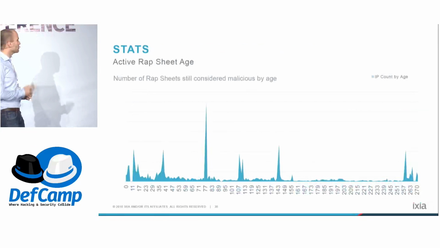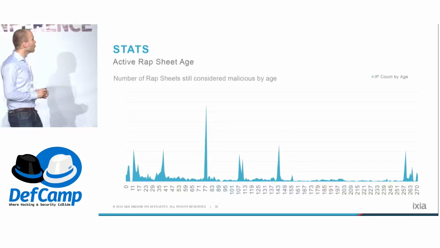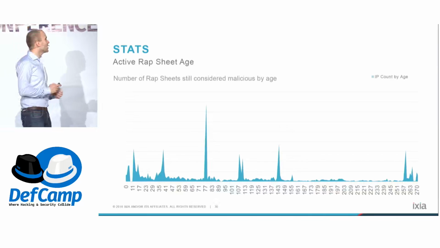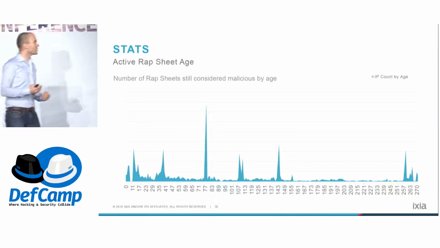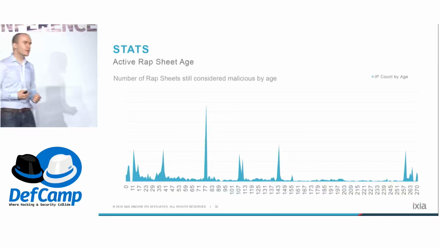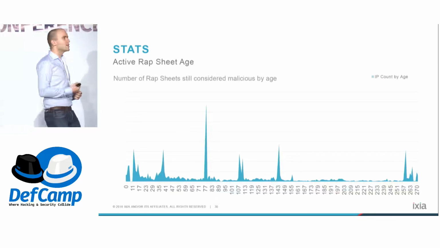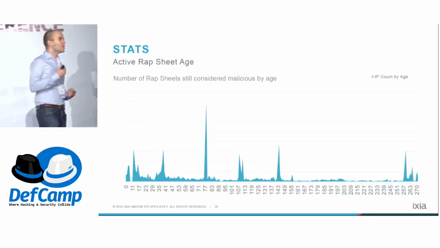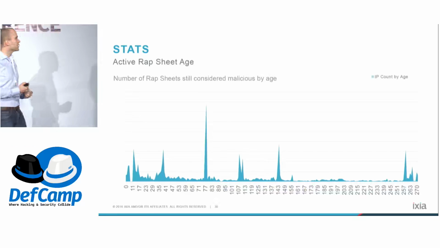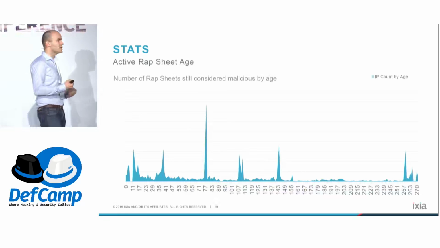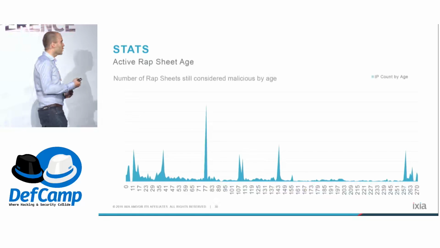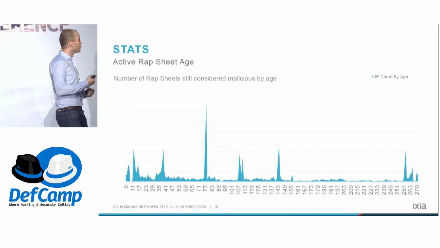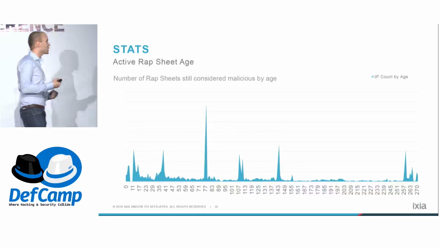Okay, so this was it from the engineering side. Now we're going to take a look at a few stats we've seen in our system. One particular stat here is the number of active Rapsheets still considered malicious by age. This is basically a histogram showing how old our IPs in the database are right now.